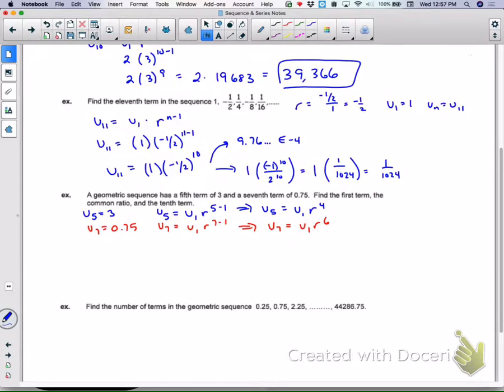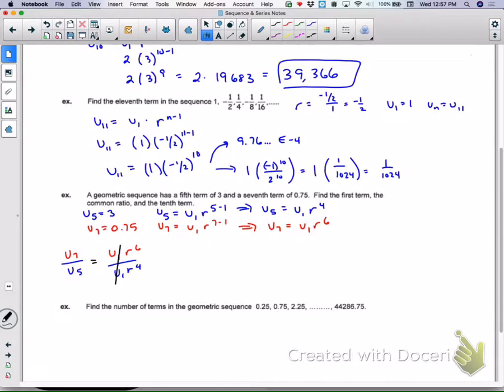Now, I need to find my r value to be able to find the first term and to be able to find the 10th term. So to find your r value, you divide. So I'm going to take u sub 7, and I'm going to divide it by u sub 5. Okay, so my u sub 7 was u sub 1 r to the 6th power, and my u sub 5 is u sub 1 r to the 4th power. Now, what happens is my u sub 1's cancel out, and I'm left with what's there, okay?